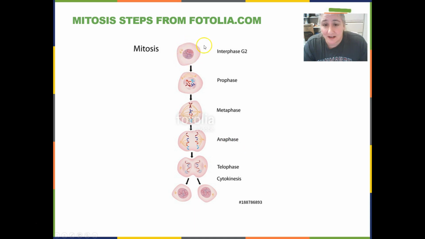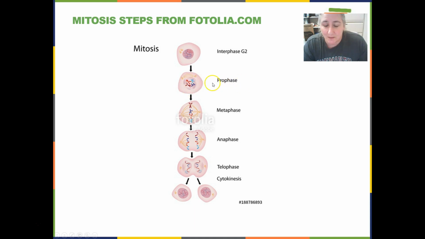So here you can see interphase at G2. So we've already doubled our DNA. This is a picture from Fotolia.com. I found it on Google Images. Again, I love Google Images. And I just like the way they put it together. Your textbook, which I'll show next, has a little more information written down about the different phases, but I like this one because it just shows it very simply.